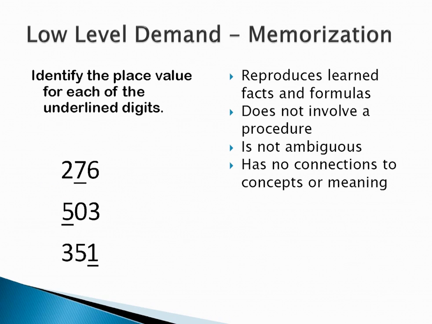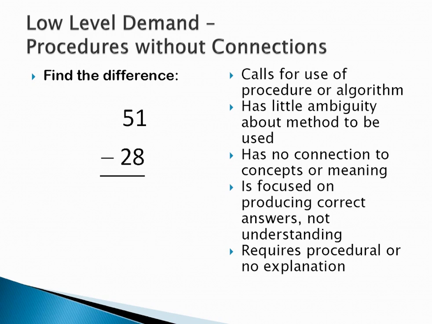This task is one commonly used in textbooks or assessments. If students have memorized the place value of each digit, this task merely requires the recall of those facts. There is no connection to the concept of place value. This task requires the use of an algorithm or procedure, but there is no connection to the concept of subtraction, and the emphasis is on finding the correct answer rather than the process. No explanation is required, and there is no expectation of understanding.